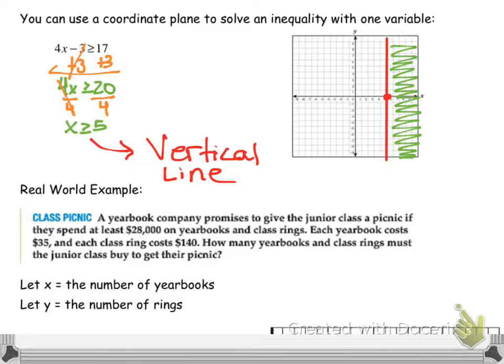Horizontal lines will be the same thing. If it's greater than or equal to, then it will be above the line. If it's less than or equal to, then it will be below the line. And so for a vertical line, greater than is to the right of it, less than is to the left of it. If you understand that, go on and scroll down to the rest of the page.